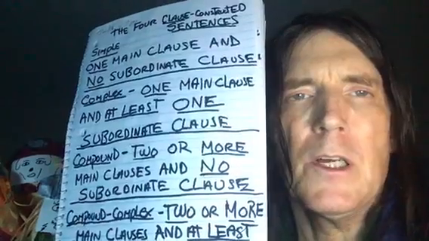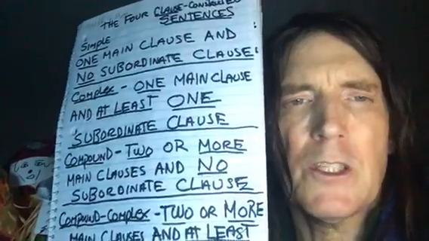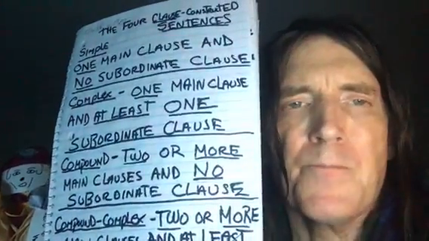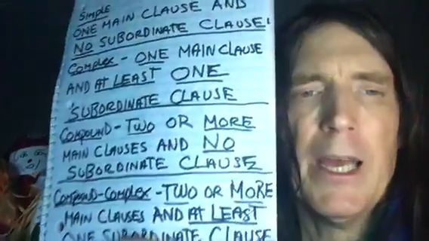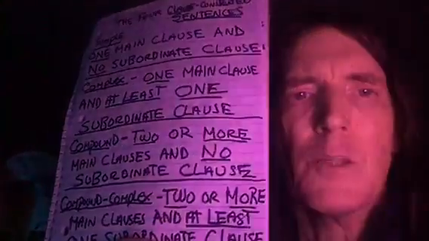Which are the simple, just one main clause; the complex, one main clause and at least one subordinate clause; the compound sentence, two or more main clauses; and the compound complex sentence, two or more main clauses and at least one subordinate clause. And the important thing about all these different clause constructed sentences is that you have to have at least one main clause, because the main clause gives you the complete thought. And all you need is just one main clause to have a sentence, because that will give you the complete thought.